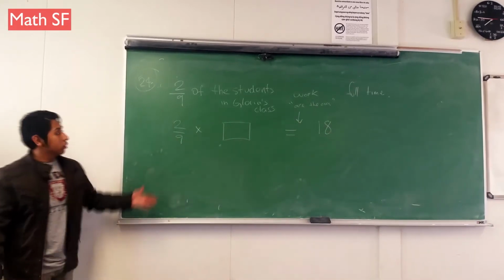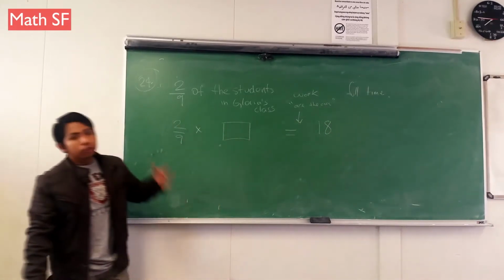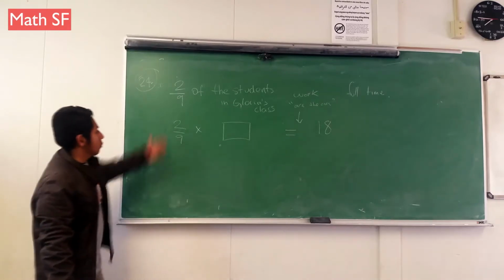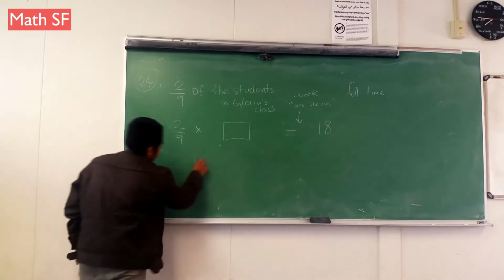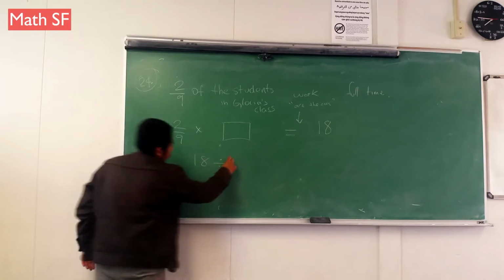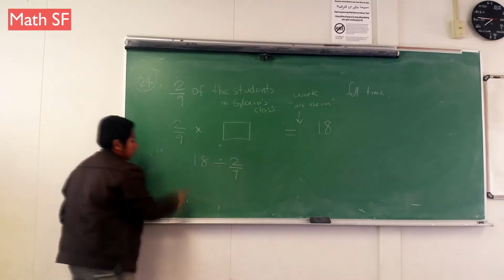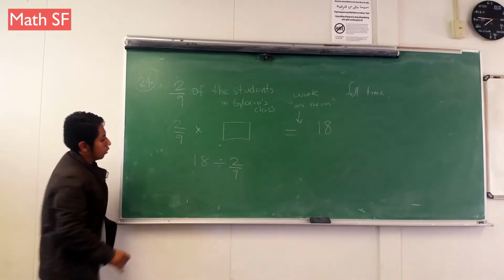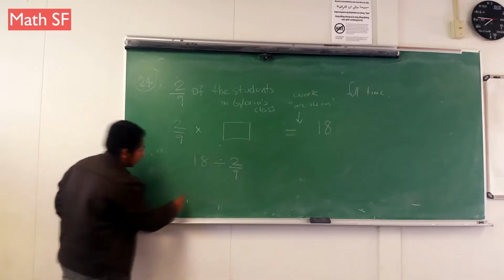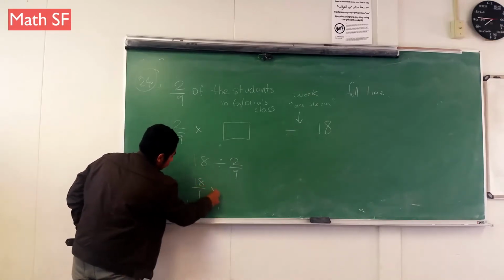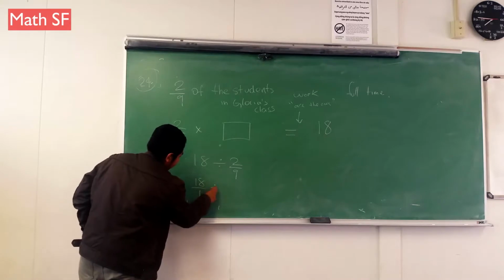Now what are we missing here? We're missing one of the multipliers. Therefore we must divide 18 divided by the non-multiplier. So 18 is a product divided by 2/9. This has to be a fraction. This is not a fraction. Therefore, I must put a 1 underneath. So 18 over 1 divided by 2/9.